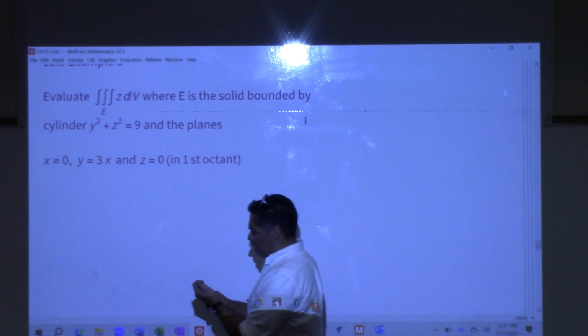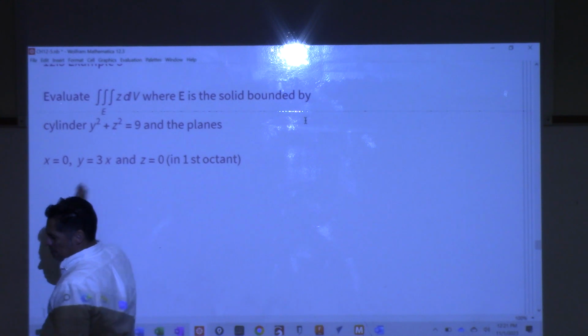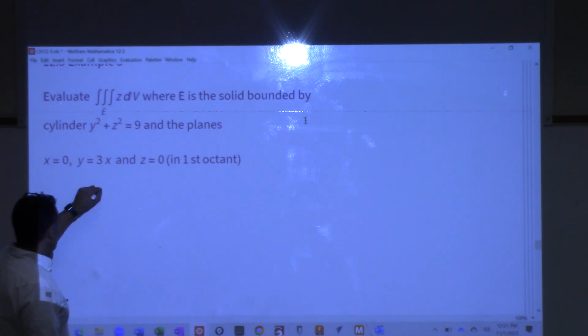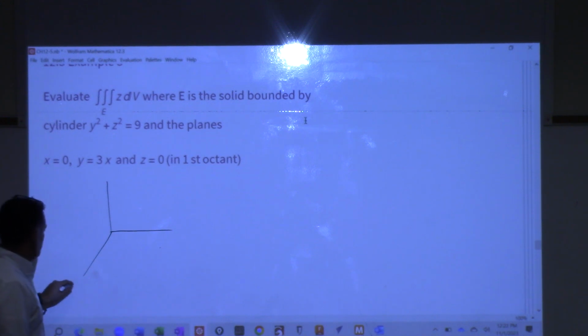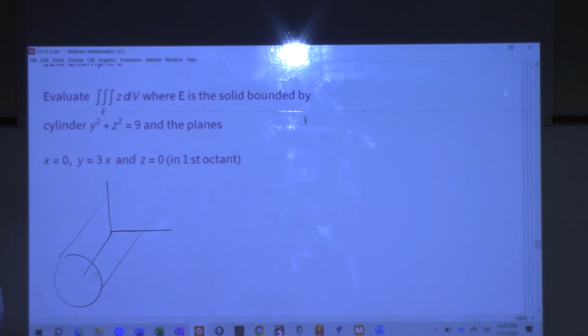So we have a cylinder, right? y squared plus z squared is 9. That goes down the x-axis, radius of 3. Got the cylinder going down this way. Now, drawing this is going to be an absolute disaster, but I'm going to go for it. I have a cylinder going that way. There's my cylinder.